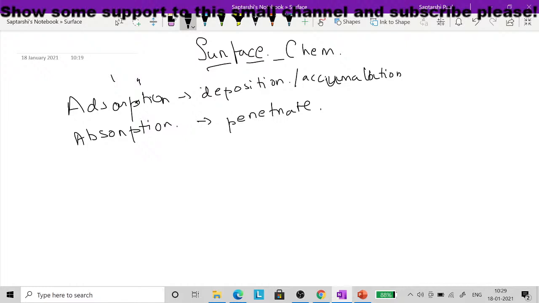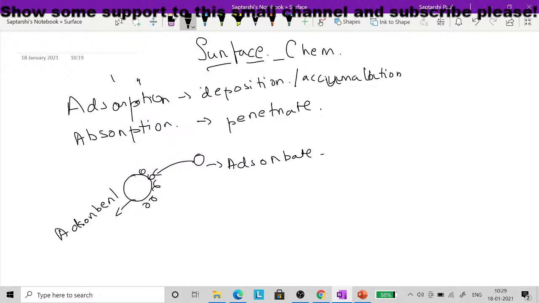Okay. And now, what are these molecules? There's one molecule and there's another molecule. So this molecule goes and gets deposited on this, like this. The one which goes and gets deposited is called the adsorbate, and the one on which it's being deposited is called the adsorbent. Right? Done. So this was the difference between adsorption and absorption, which you need to know.